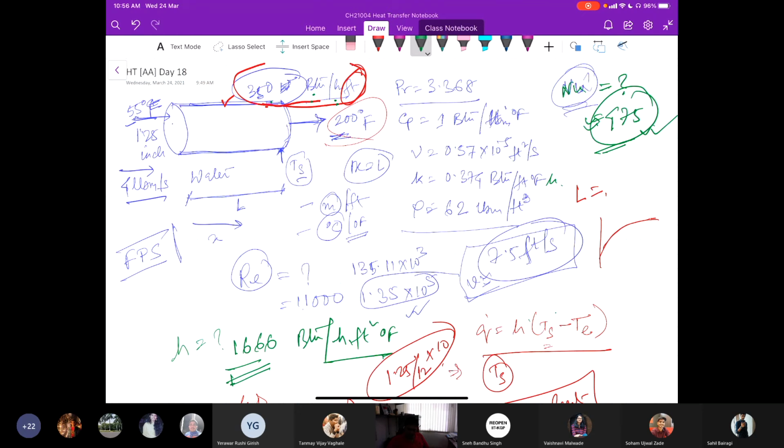Remember, I corrected one of my values here already. I missed the hour parameter in the thermal conductivity value. So it is BTU per foot per degree Fahrenheit per hour.